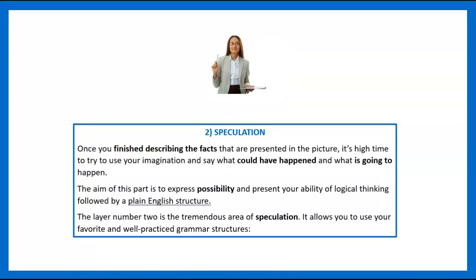Okay, now let's go on to the speculation phase 2. Once you've described the facts, you could go on to using your imagination to say what could have happened or what is going to happen. The aim of this part is to express possibility and so present your ability of logical thinking, followed by a plain English language structure. So this layer number 2 is a tremendous area of speculation. It allows you to use your favorite and well-practiced grammar structures that we are going to look into together.